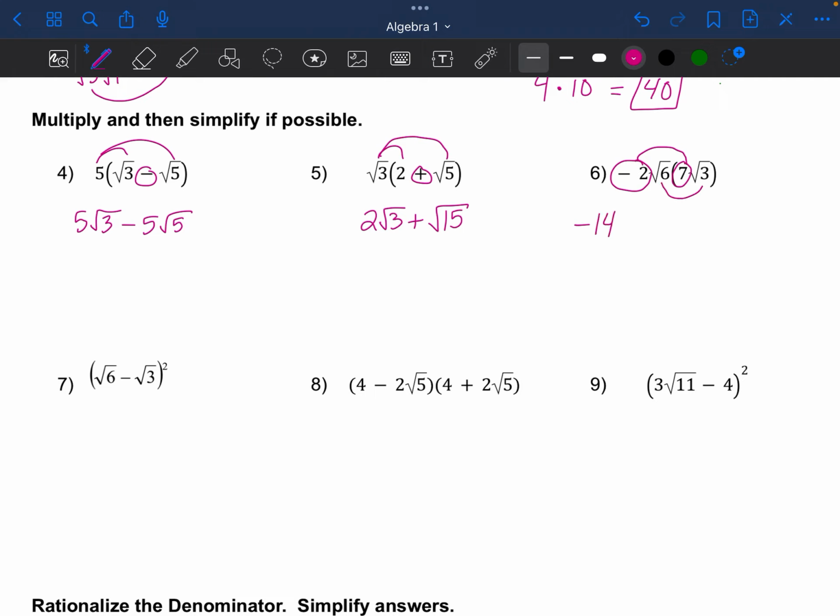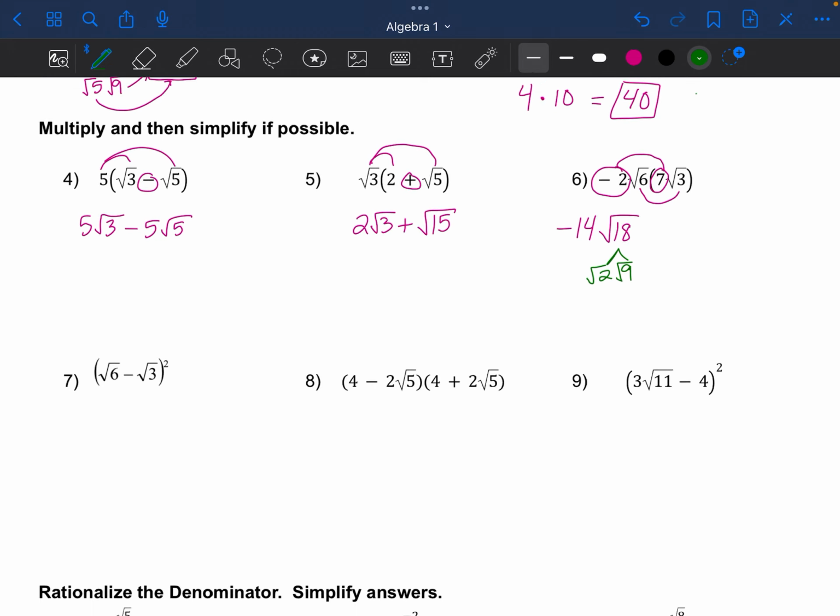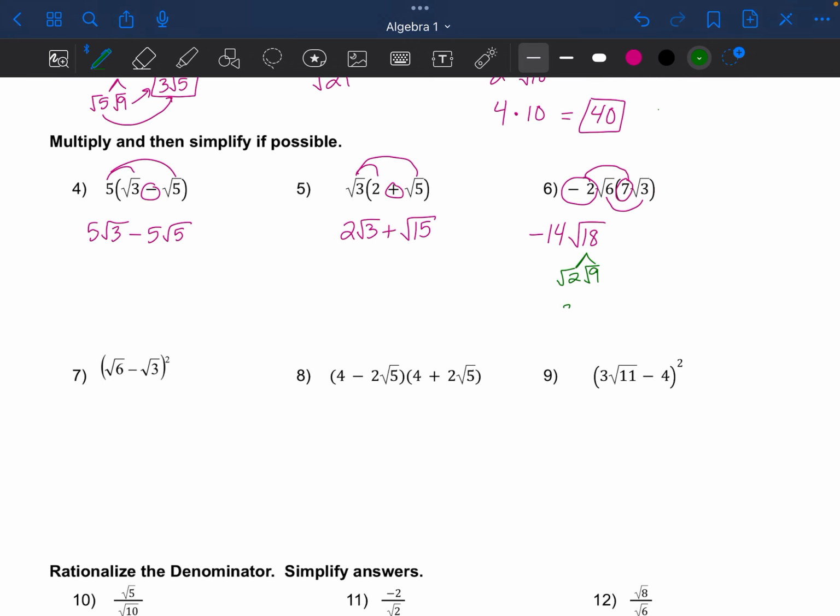Then we can do square root of 6 times square root of 3, which is square root of 18. Pause. Can we simplify? In this case, we can. 18 gets split up into not 3 and 6, but 2 and 9. So I'm going to take the square root, take the square root. The one that breaks out of the square root, that 9, we're going to get 3. Square root of 2 is left over.